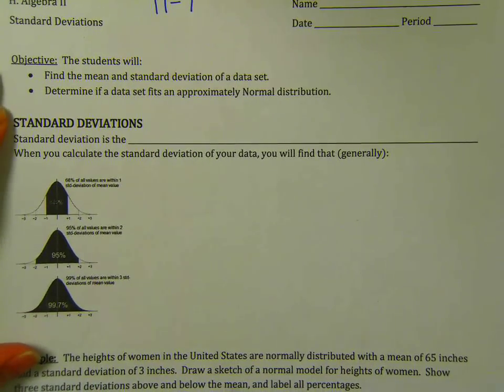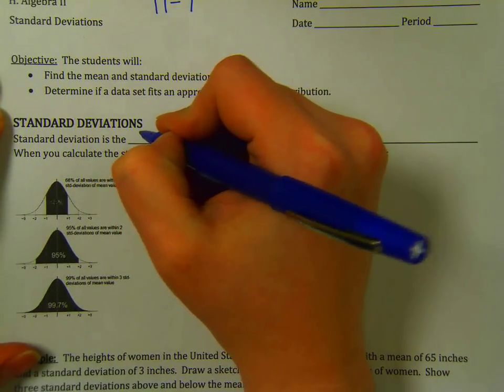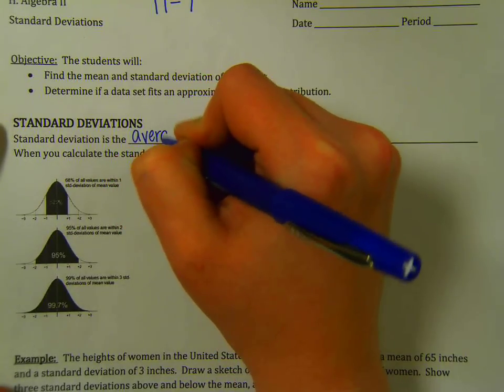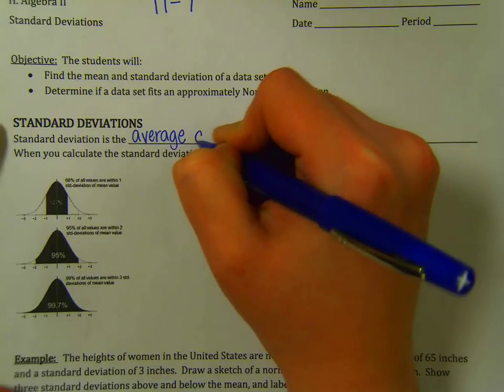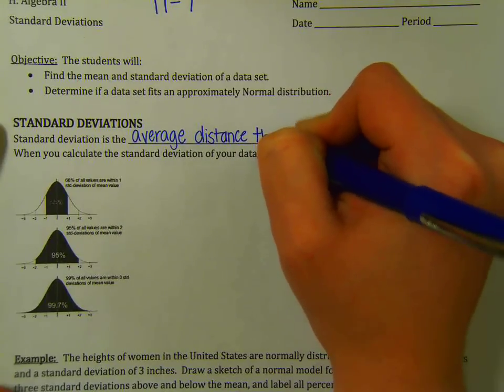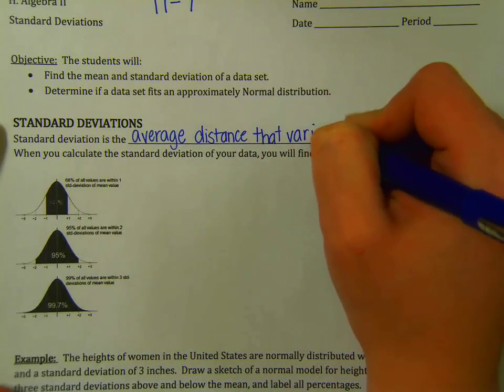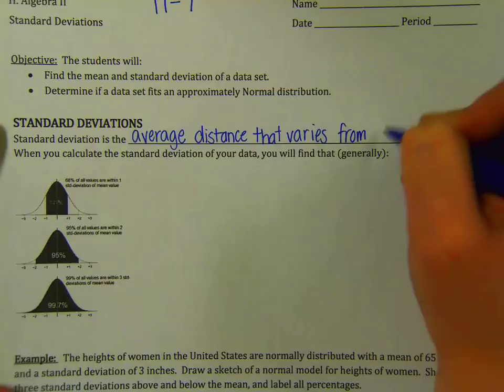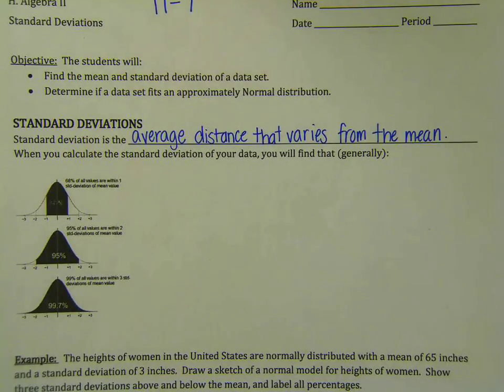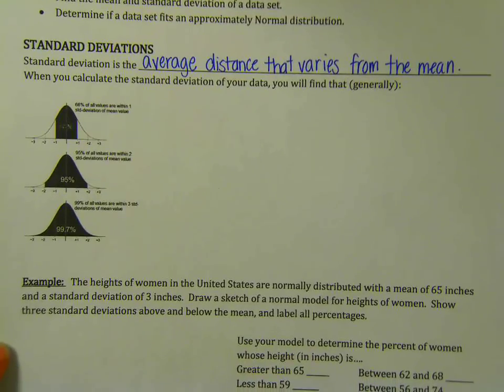A standard deviation is, and this is a slightly different vocabulary definition, but it'll work, the average distance that varies from the mean. That's weird, right? We have average and mean in the same sentence. But really that's just saying we need to figure out what the mean is, and there's going to be some data above it, some data below it. And this is really what it's going to look like.